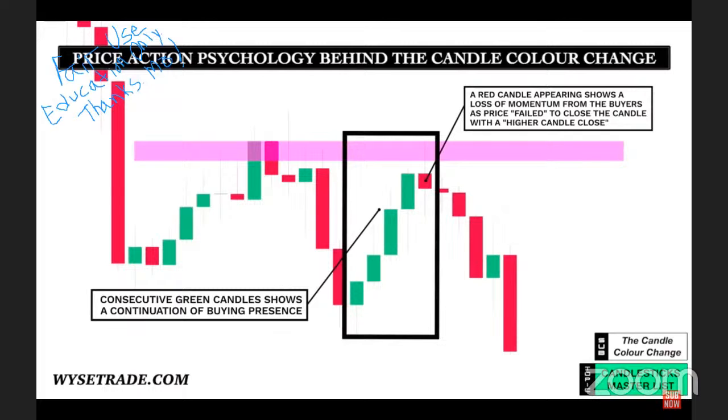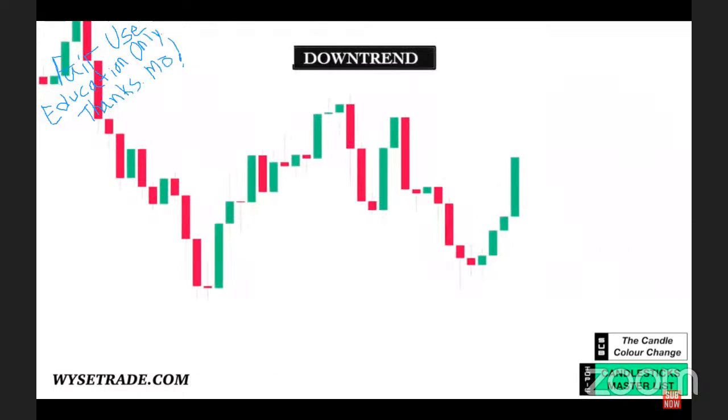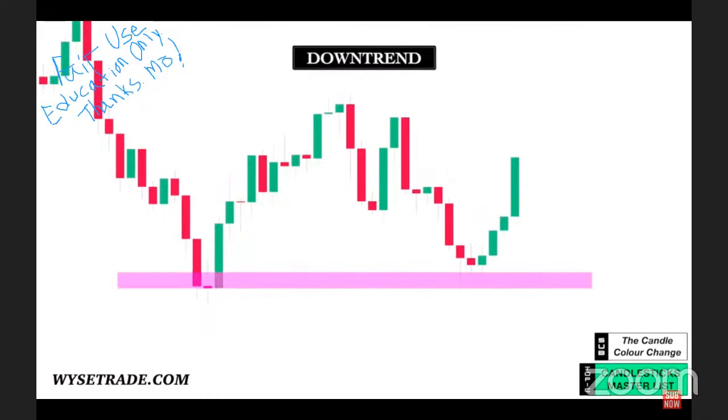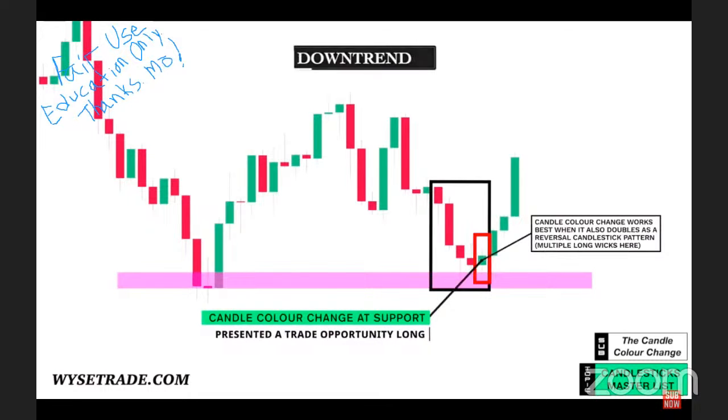Now, going in the opposite direction. Price came down, hit and reversed, giving you a key level of support. As price starts approaching the key level, notice how you have all red candles before a green candle finally appears.